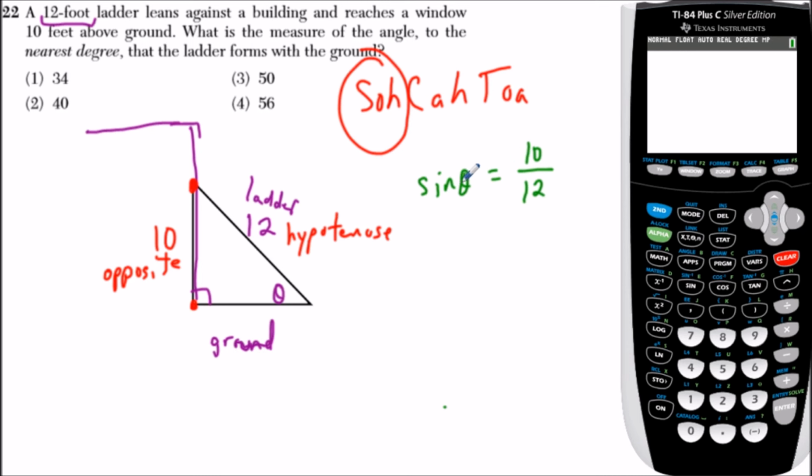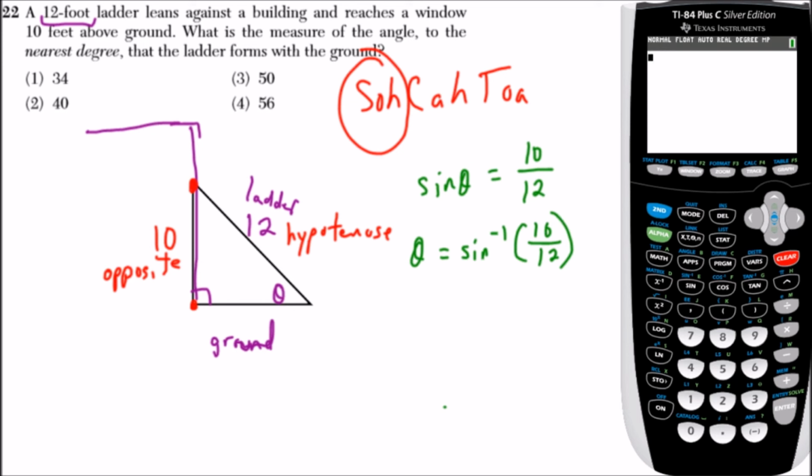So if sine of the angle equals 10 over 12, then the angle is equal to the sine inverse of the ratio. Just know, students often mix these up. Sine, cosine, and tangent, you give them an angle, they tell you a ratio. Sine inverse, cosine inverse, and tangent inverse, you give them a ratio and they tell you the angle.